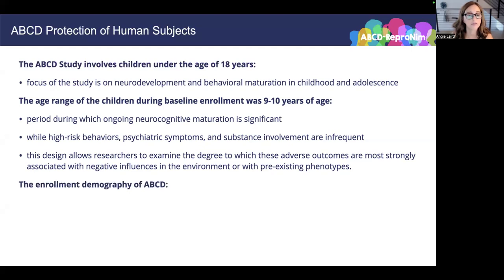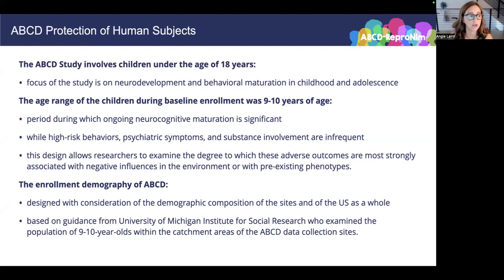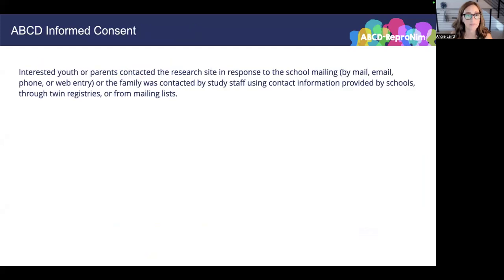Now, the enrollment demography of ABCD was designed with consideration of the demographic composition of the sites and of the U.S. as a whole, and was based on guidance from the University of Michigan Institute for Social Research, who examined the population of 9 to 10-year-olds within the catchment areas of the ABCD data collection sites. And importantly, there was no gender or racial ethnic group that was excluded in the study.